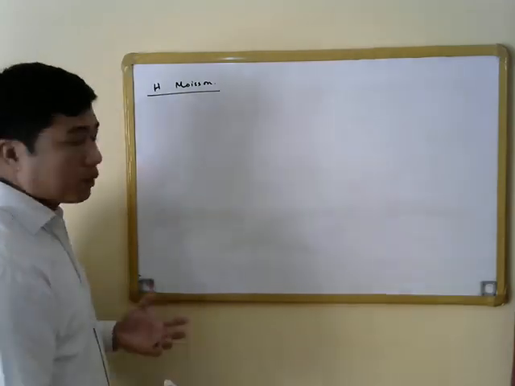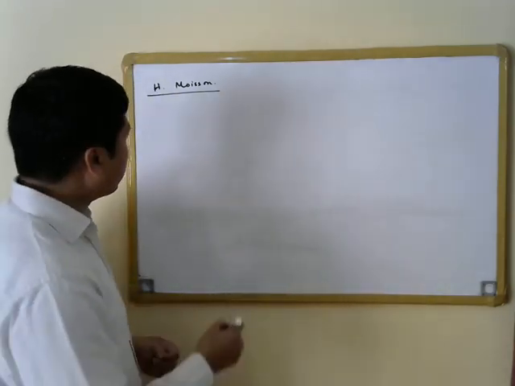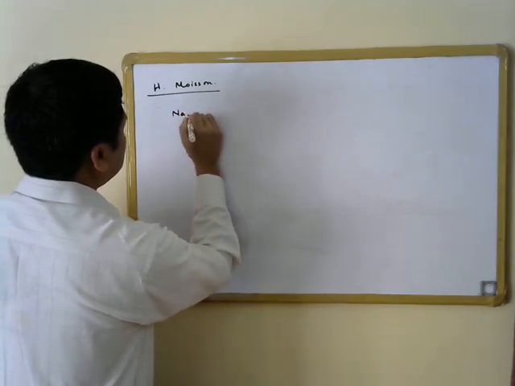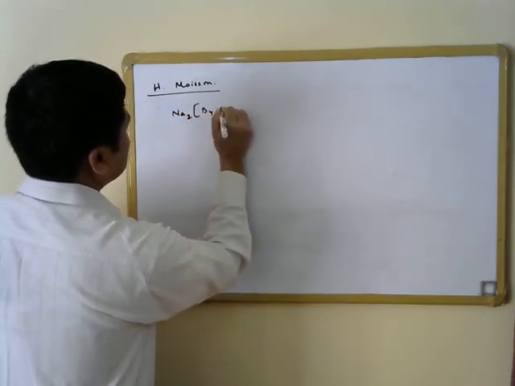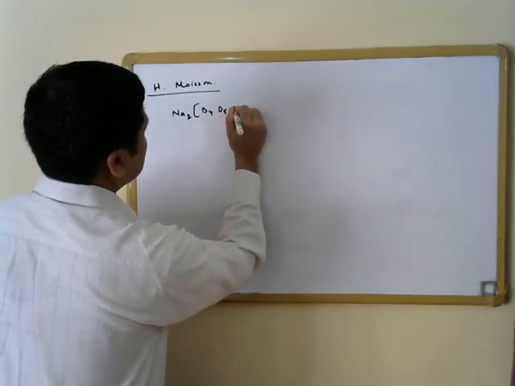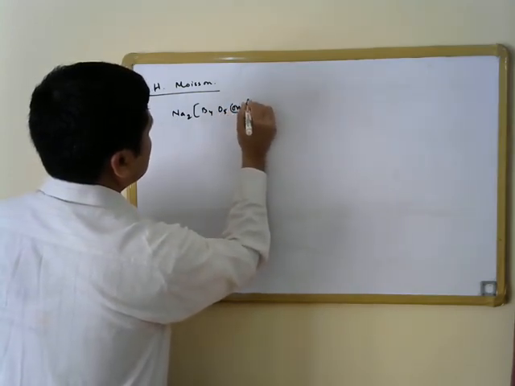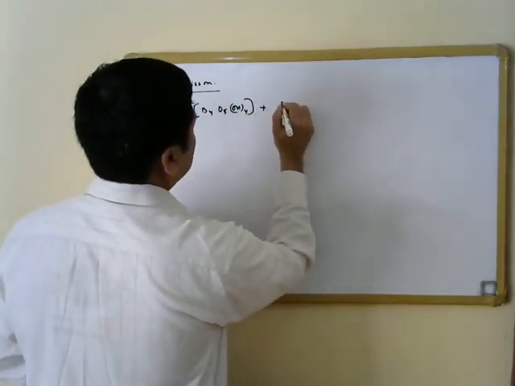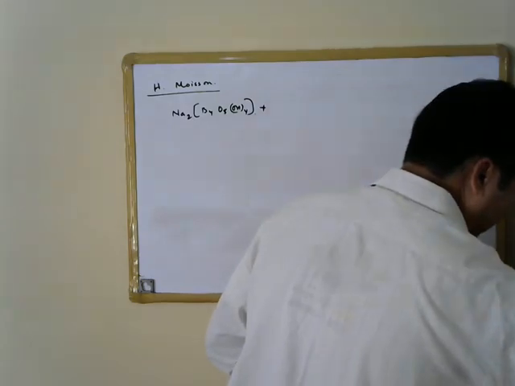So one can start with borax, which is naturally available. That is, the formula of borax is, and one can take borax and then add acid to it.